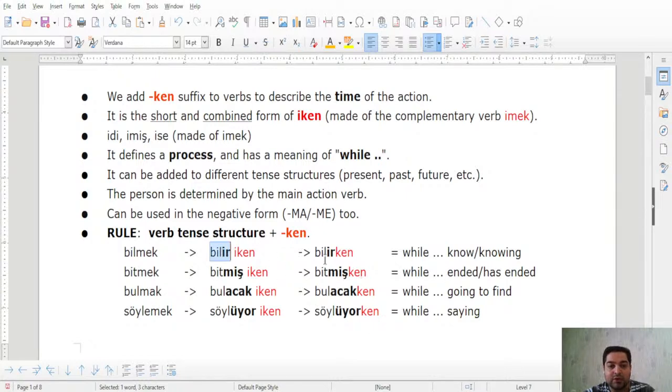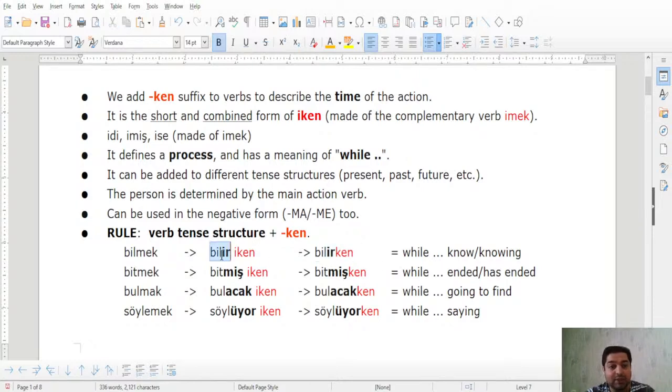So bilirken, you see, it is a present tense getting the suffix ken. Bilirken. For example, ben bunu bilirken, while I know it, right? While I was knowing it, while I knew it, depending on the tense of what is coming after that part. So the main action verb will tell me. Ben bunu bilirken, which means "while I," right? We start like that. And the tense will come from the action verb. While I knew, while I was knowing, while I know, and so on.